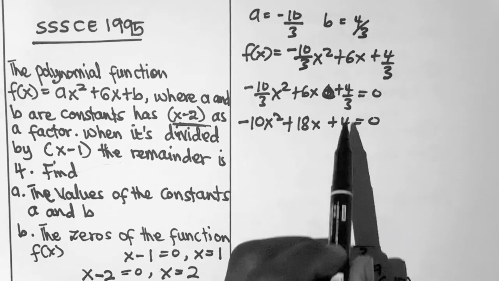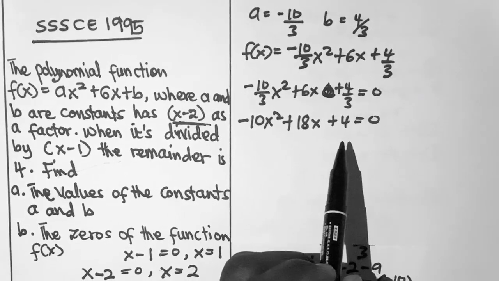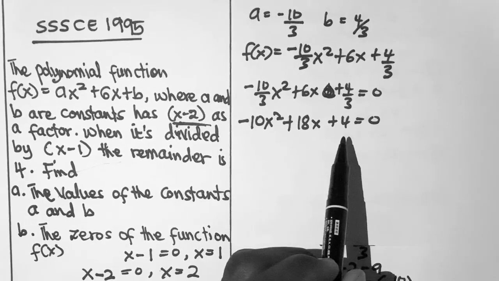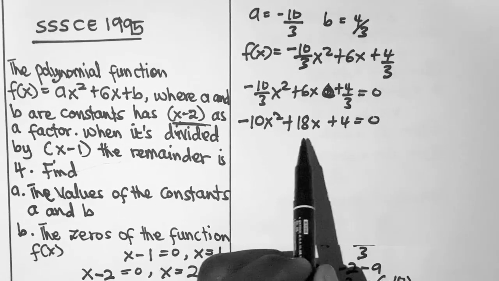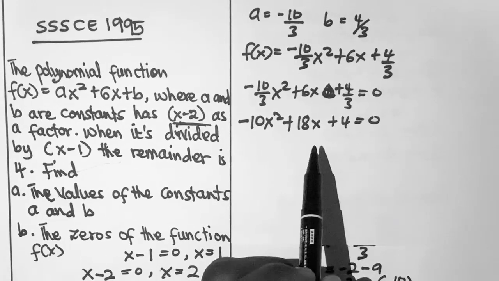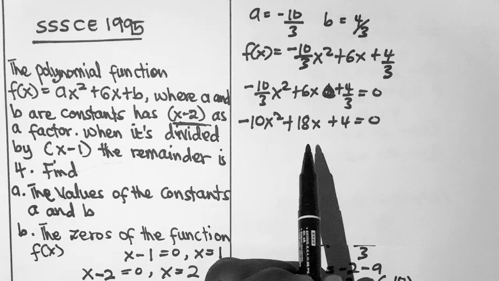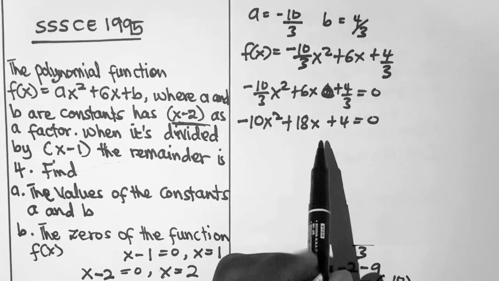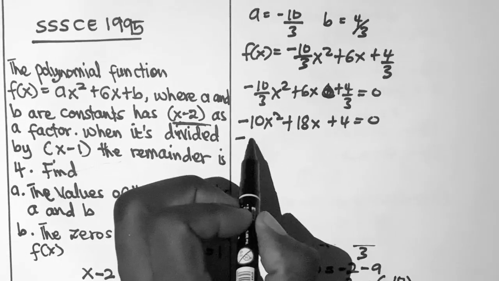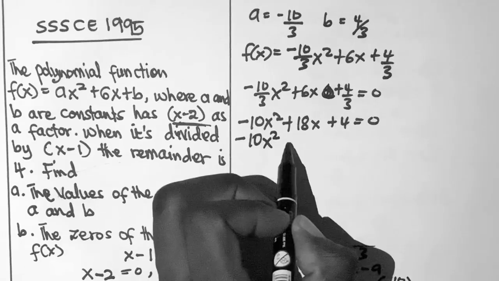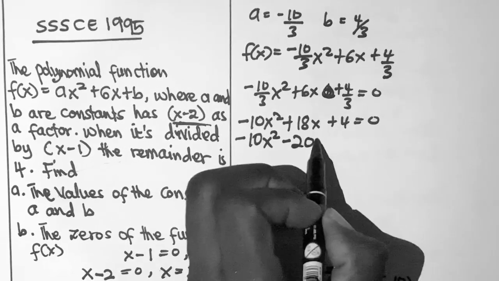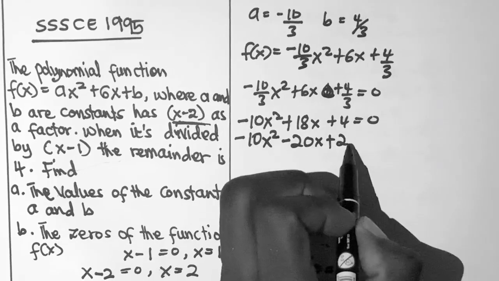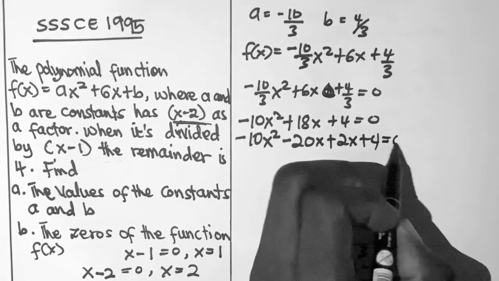So minus 10 times 4 is minus 40. So we need two numbers that if we multiply, you get minus 40, but if you add, you get 18. So you see that 20 times minus 2 is minus 40, and 20 minus 2 is 18. So here becomes minus 10x squared minus 20x plus 2x plus 4 is equal to 0.